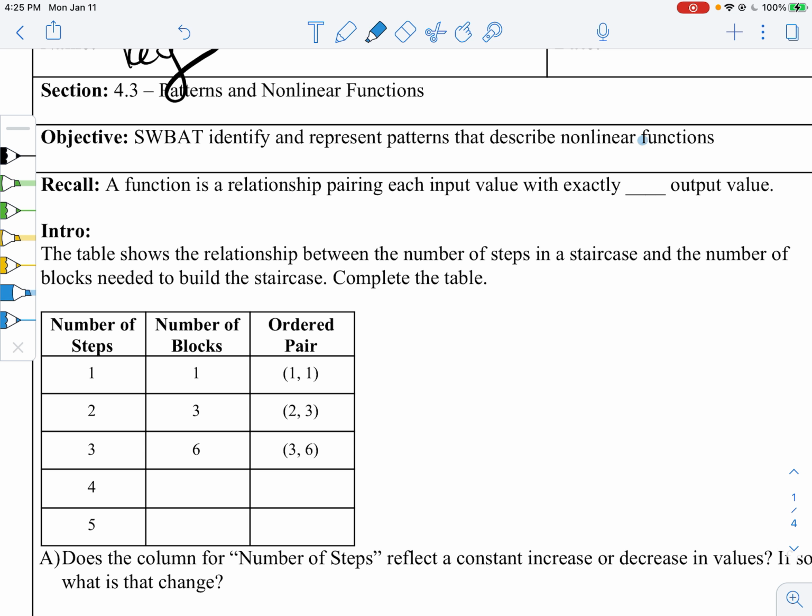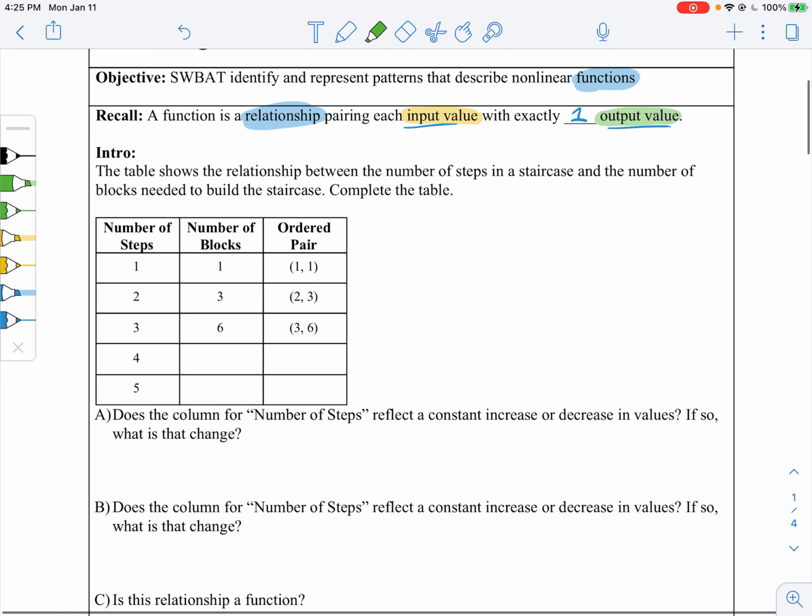Now, when we talk about functions, remember that a function is a relationship, it's a rule, it's a pattern, and it pairs each input value with exactly one output value. We looked at our inputs as our independent variables, and our outputs are values of our dependent variable. So here we have the relationship between the number of steps in a staircase and the number of blocks needed to create that staircase.